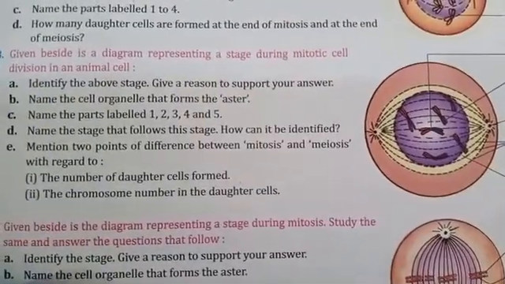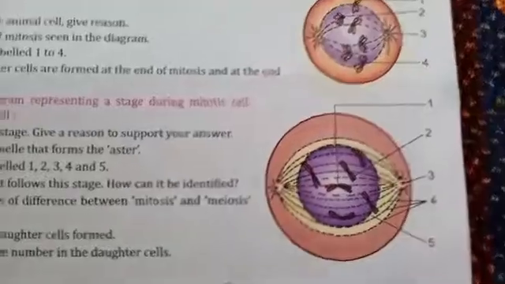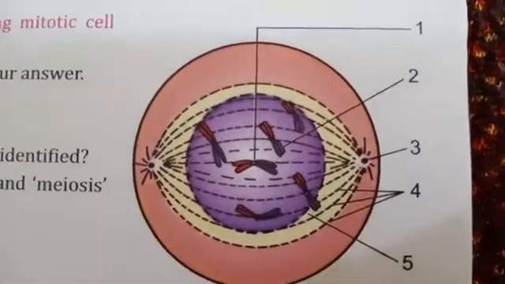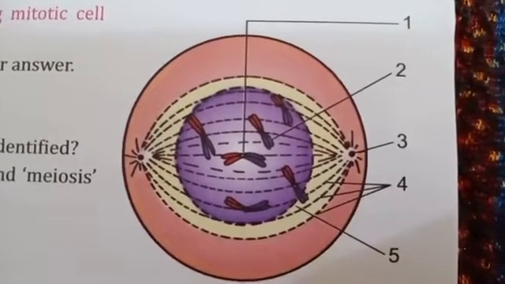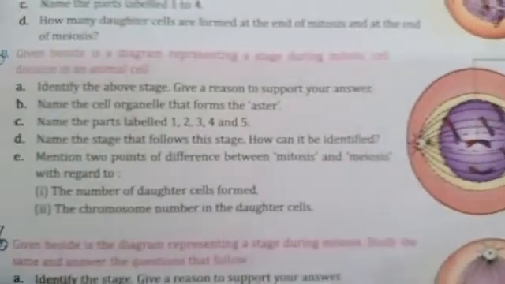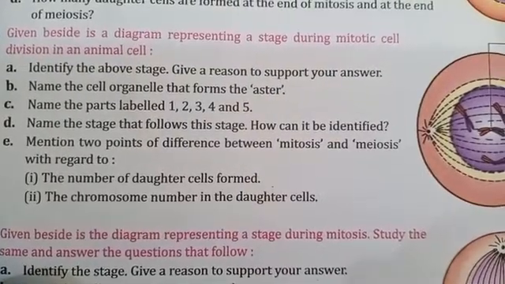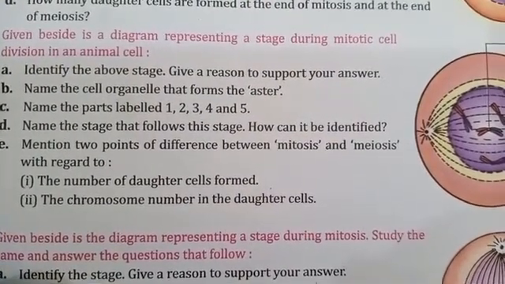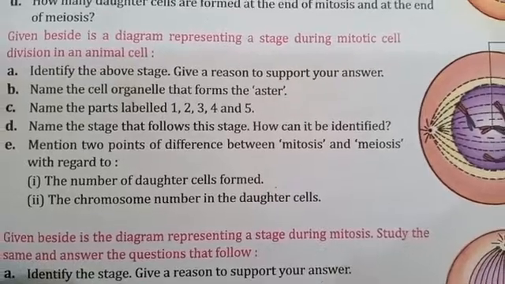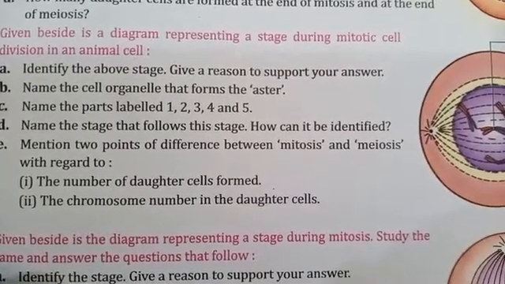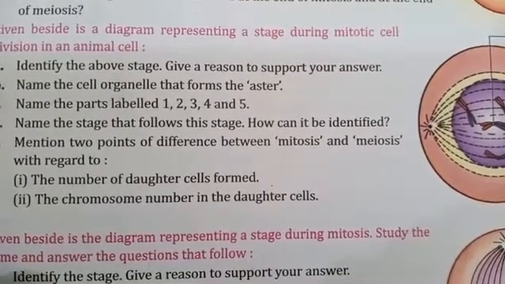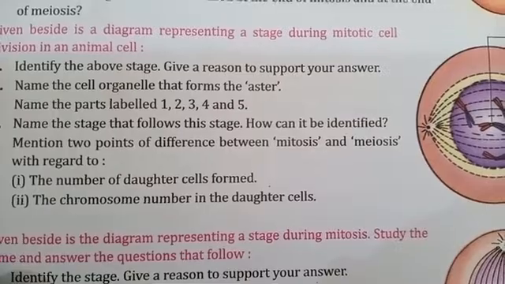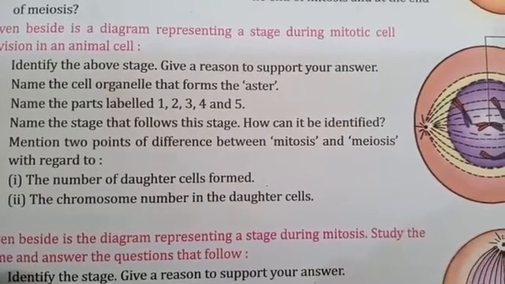Okay. Now, question number 5. Again, you see the figure clearly. And questions. Identify the above stage. Give a reason to support your answer. Name the cell organelle that forms the aster. Name the parts 1, 2, 3, 4 and 5. Name the stage that follows this stage. How can it be identified?